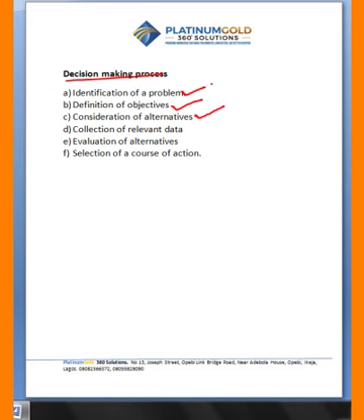This is a problem. The problem is I need money. How do I make sure that I achieve money? I go into business. What type of business can I do? Can I sell recharge cards? Can I start up a fish business? Can I set up farming? You identify your alternatives. Once you identify your alternatives, then get relevant data.